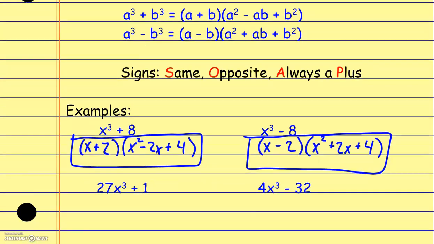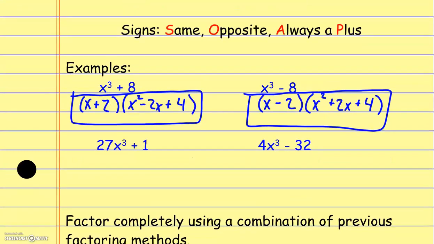Okay. If I look at this one, again, this is a sum of cubes. I've got all perfect cubes and they're being added. So I'm going to split this into a binomial and a trinomial. I use SOAP, so same opposite, always a plus. And now I fill these in.